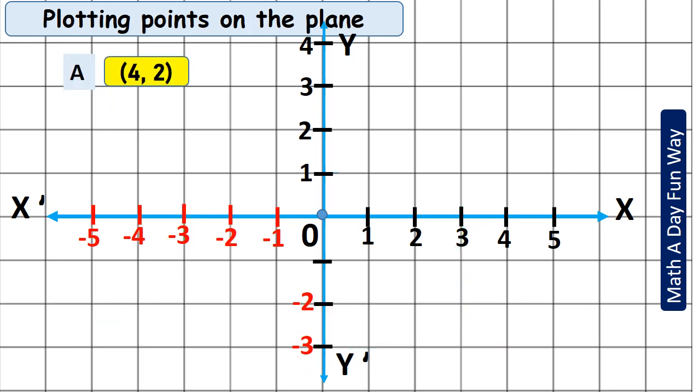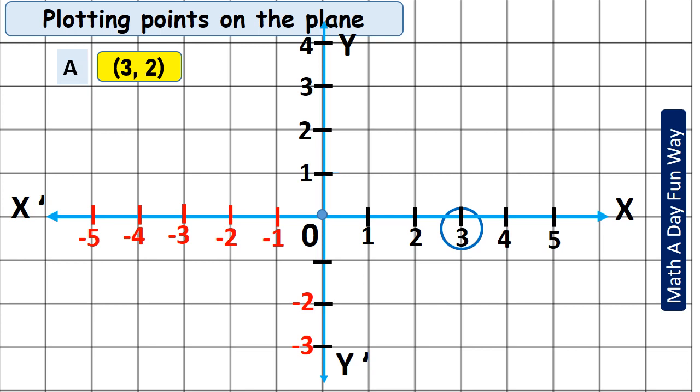Now, let's learn to plot the given points on the plane. Point A, the x-coordinate is 4. So, start by drawing or imagining a perpendicular line through point 4 on the x-axis. The second number, 2, is the y-coordinate. Draw or imagine a perpendicular line through point 2 on the y-axis. The first line contains all the points with x value as 4. And, the second line contains all the points with y value as 2. The point of their intersection gives the only point, which represents point A, that is, the ordered pair containing 4 and 2.